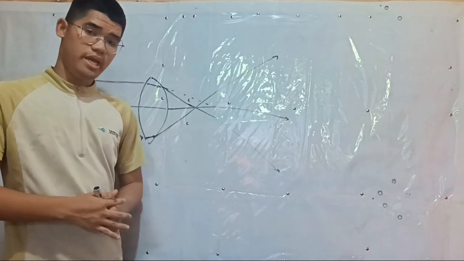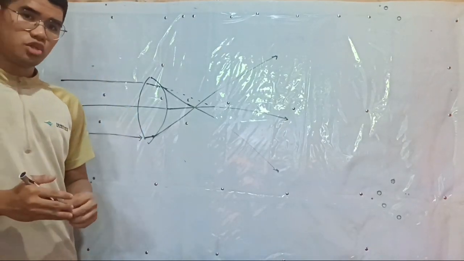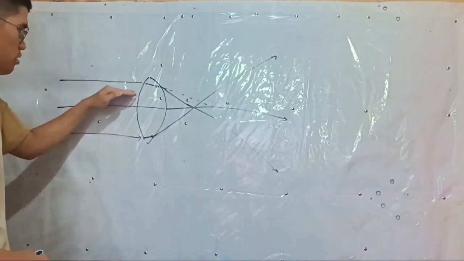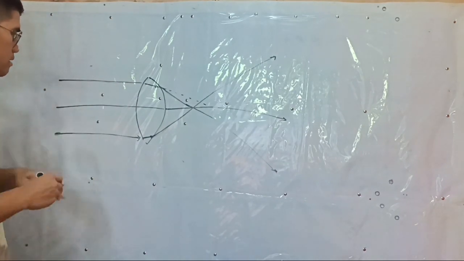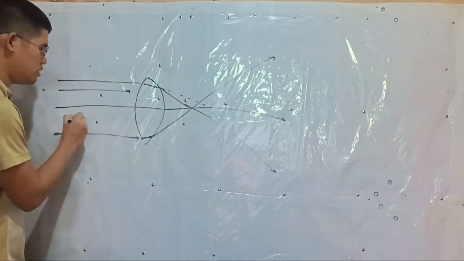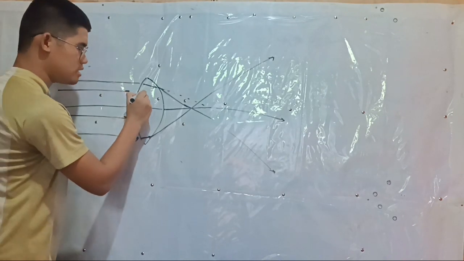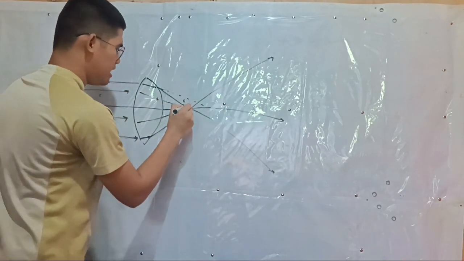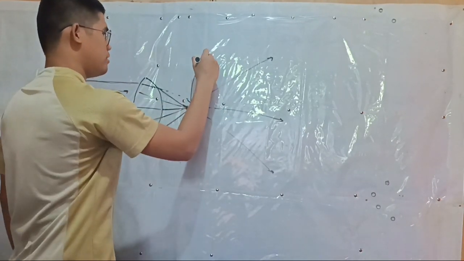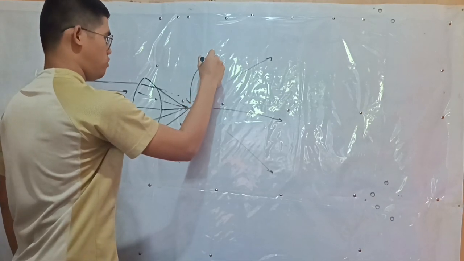Now, lenses obey the total internal refraction rule. So if we have all straight rays, they will all pass through here. And this here is our focus, or our focal point.